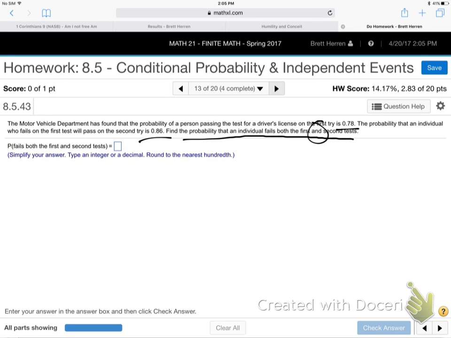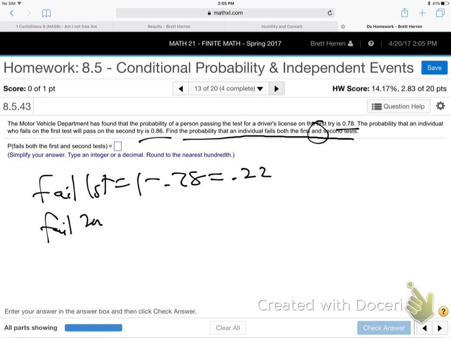What's the chance of failing the first? 78. The chance of a person passing the test is 0.78. So what's the chance of them failing the first test? Yeah, 1 minus that, 0.22. Does that make sense? So fail the first, 1 minus 0.78, 0.22. Good. What's the chance they're going to fail the second?